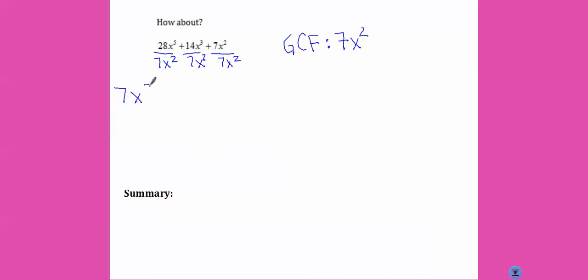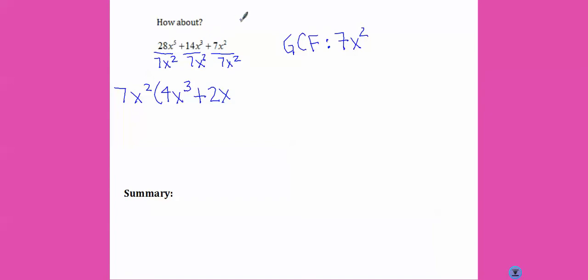7x squared goes out front. 28 divided by 7 is 4. X to the 5th, take out x squared, we'd have x cubed, plus 14 divided by 7 is 2. Had x cubed, took out x squared, we're left with an x.